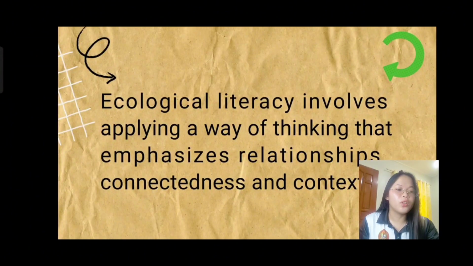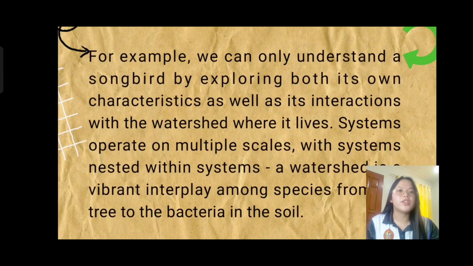And it is also called holistic or relational thinking because it focuses on the relationships and connections between different parts of a system. For example, we can only understand a songbird by exploring both its own characteristics as well as its interactions with the watershed where it lives. Systems operate on multiple scales, with systems nested within systems. A watershed is a vibrant interplay among species, from the tree to the bacteria in the soil.